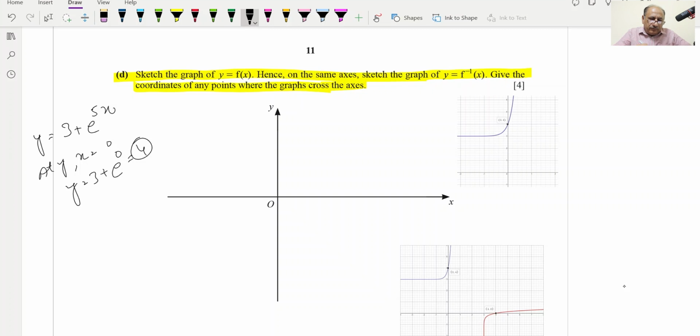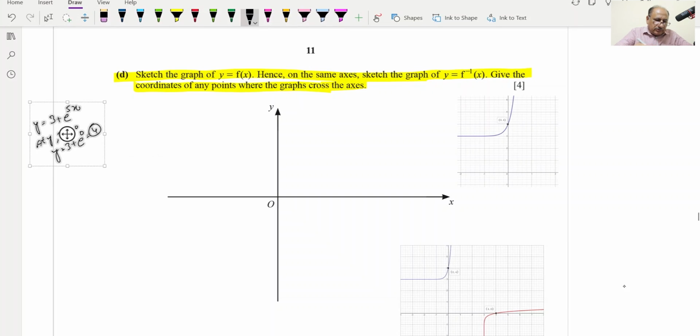So what we can do, we can basically take 4. From the origin, we can take this one as 2, then 4, and then this will be 6. So 2, 4, 6, these values, and this will be at 4, this will be 0.